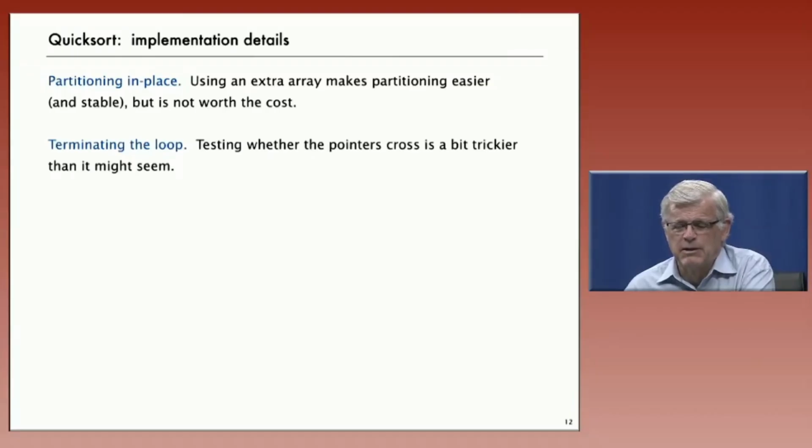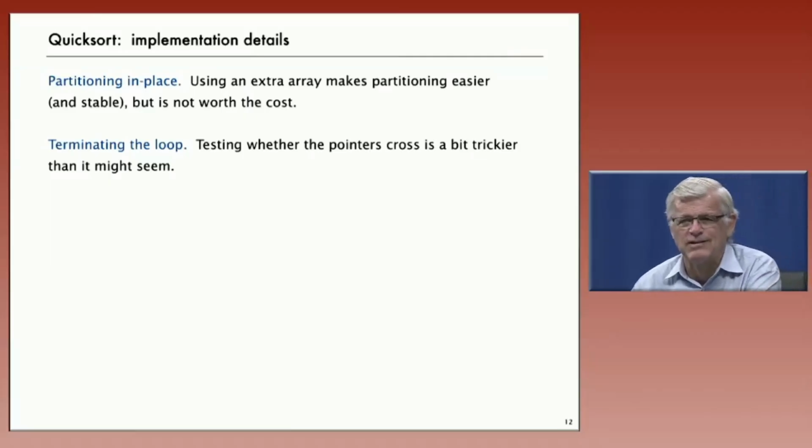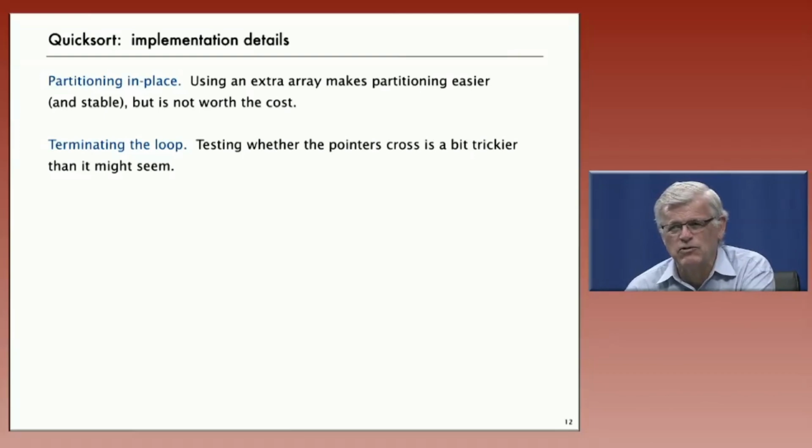Now, you have to be a little bit careful with terminating the loop. When we give you working code, it's not hard to see why it works, and you might go through the exercise of trying to implement QuickSort without looking at our code. And you'll find that testing when the pointers cross can be a little bit tricky, particularly in the presence of duplicate keys.